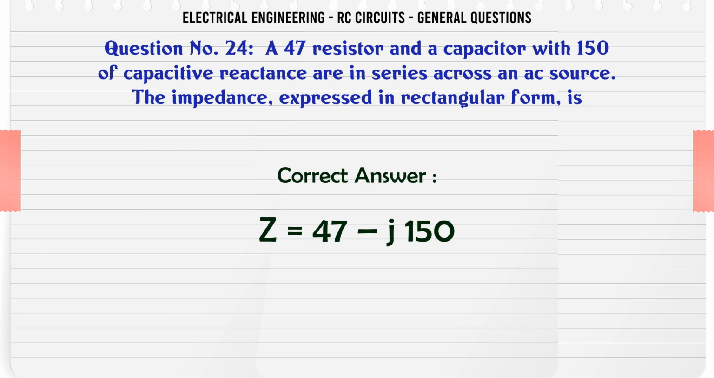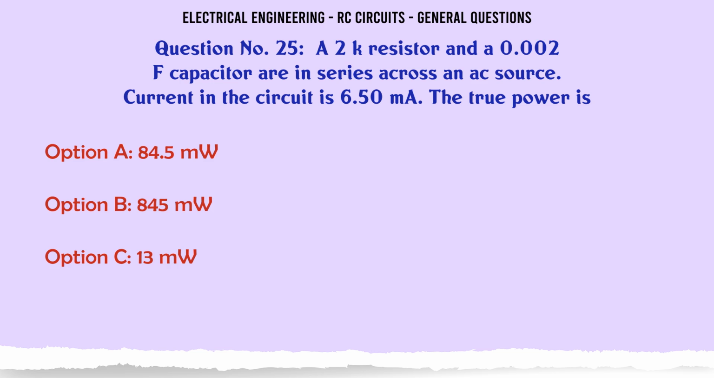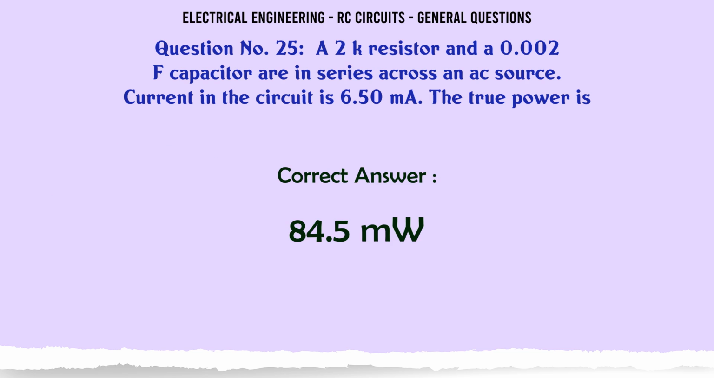A 2K resistor and a 0.002 µF capacitor are in series across an AC source. Current in the circuit is 6.50 mA. The true power is: A, 84.5 mW. B, 845 mW. C, 13 mW. D, 130 mW. The correct answer is 84.5 mW.